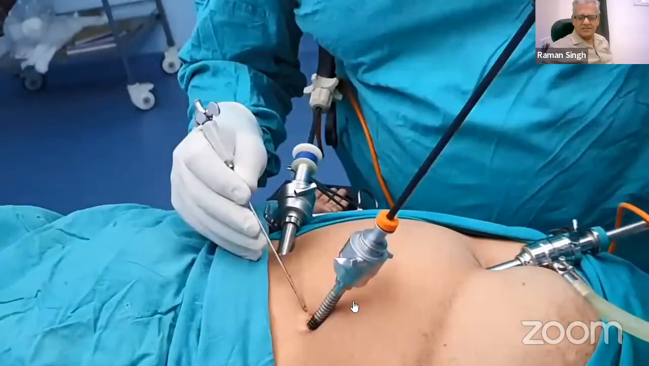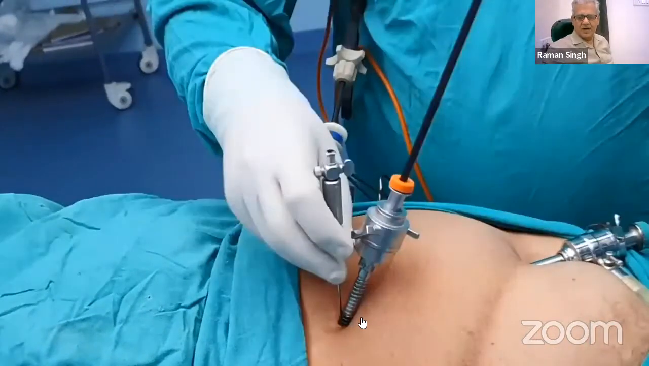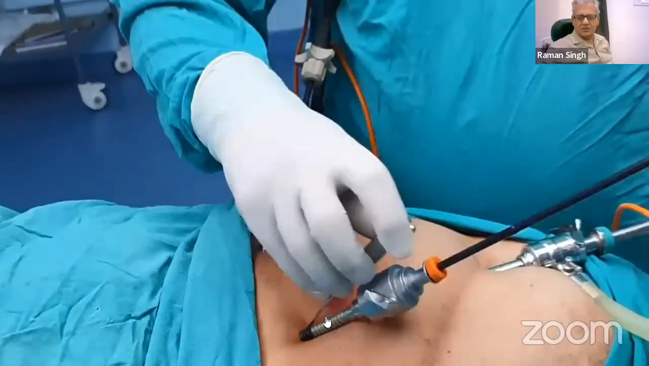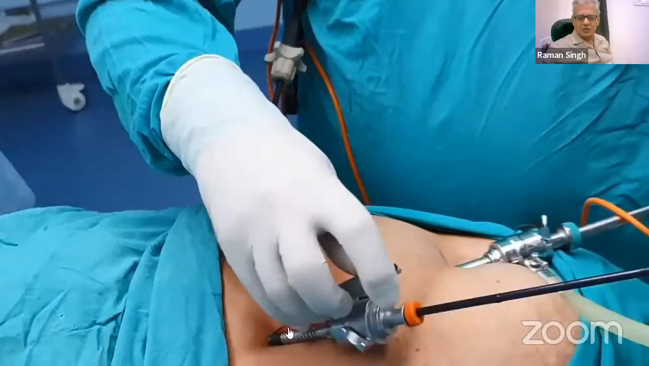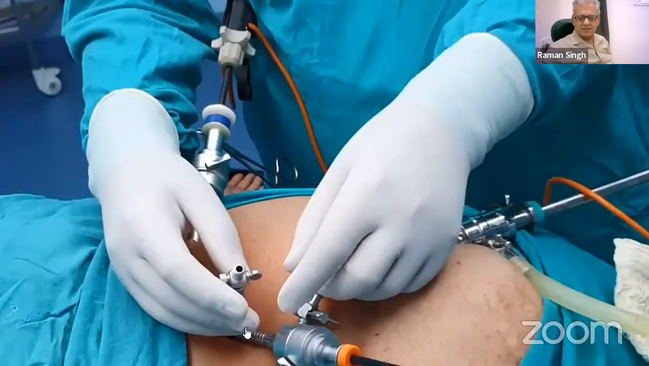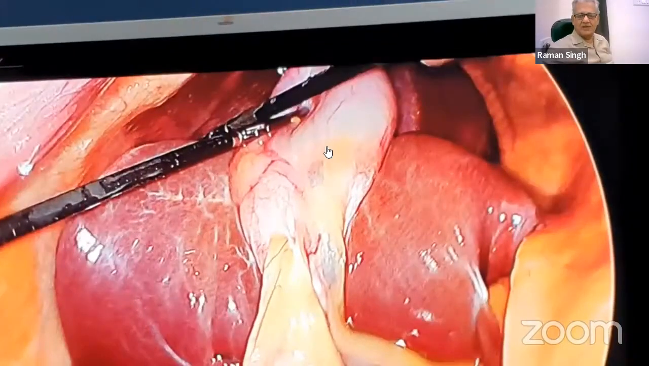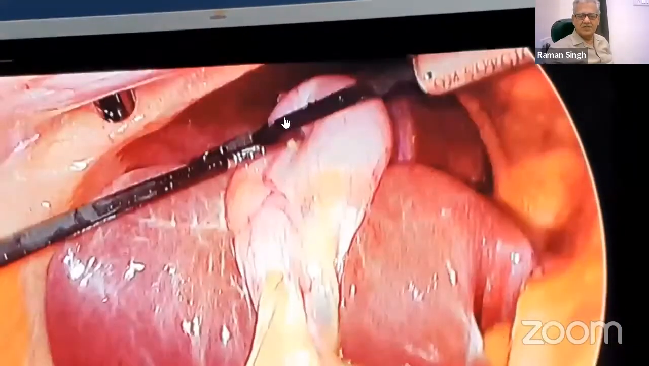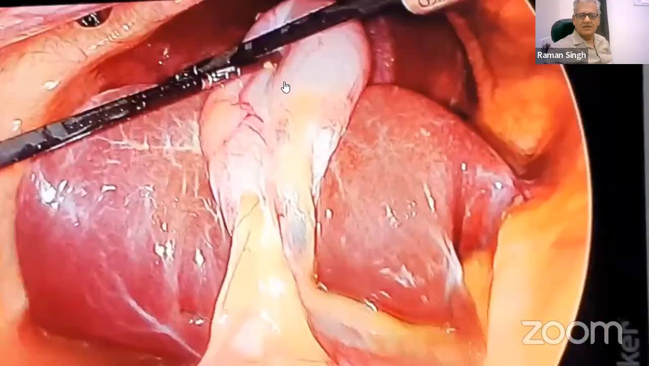The gallbladder was distended with hydrops, so altered bile was there. So I put this needle just by the side of this port, and now you see the white bile is coming out.